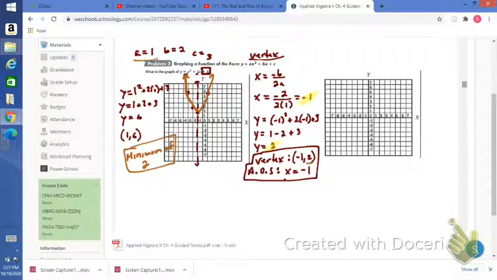And then if we were asked what is the range, it would be y greater than or equal to 2. There's no y coordinates below 2. All the y coordinates on this graph are above. So the range would be y greater than or equal to 2.